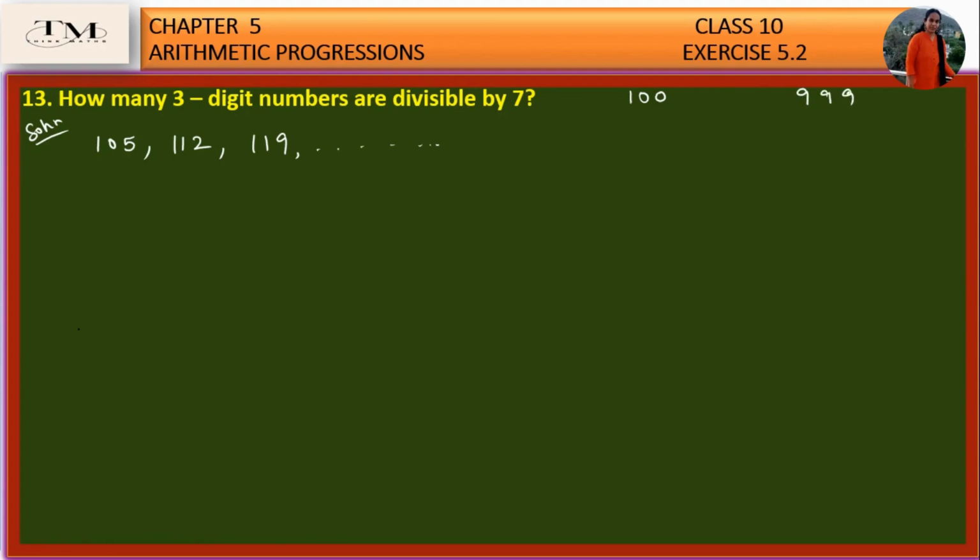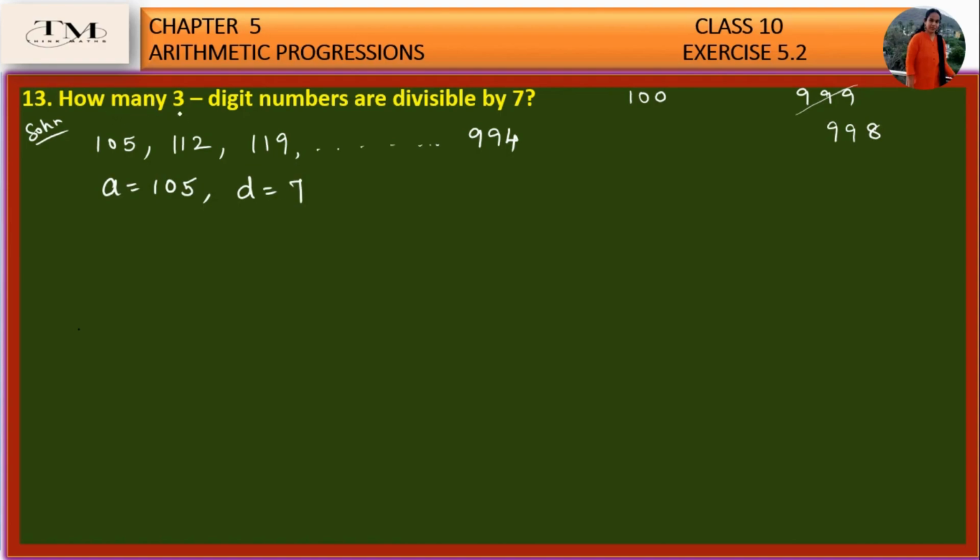So 999 is not divisible by 7. Before that, if you check randomly, 994. This number is divisible by 7. We have to check whether 999 is divisible by 7 or 998 is divisible by 7. If we check, we find that 994 is divisible by 7. So this is an AP with the common difference 7. We can write a is equal to 105 and d is equal to 7.